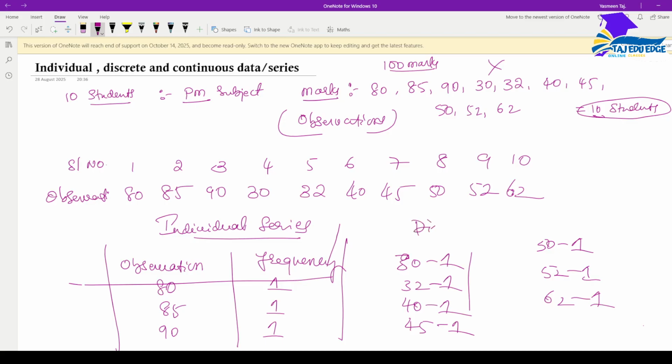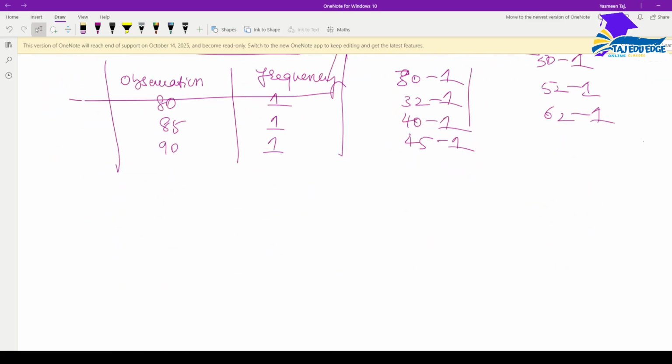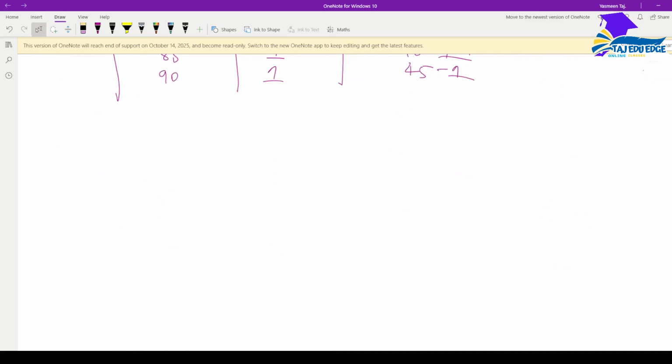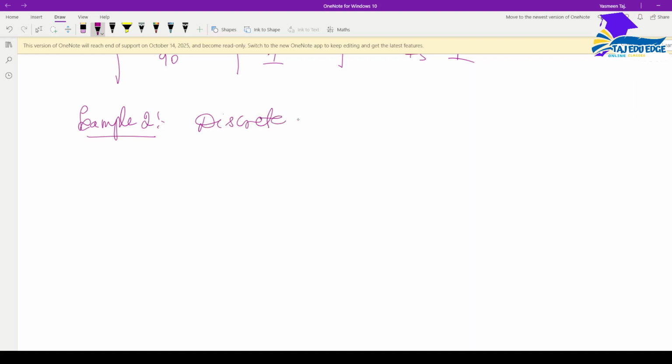Discrete series, right? I will give another example for discrete series so that you can understand it clearly. Let's take example 2 for discrete series.